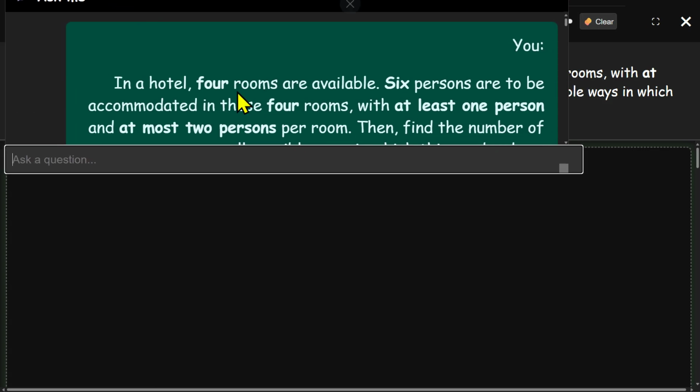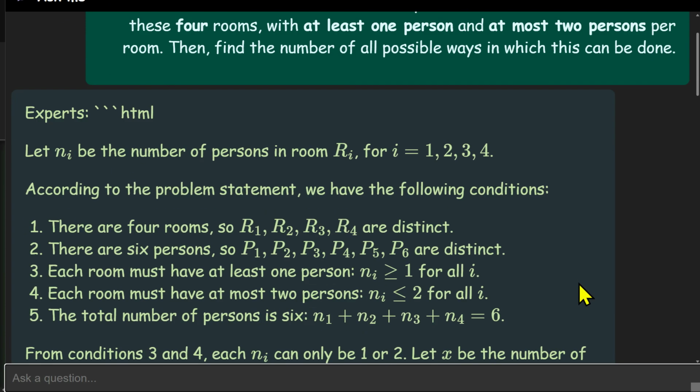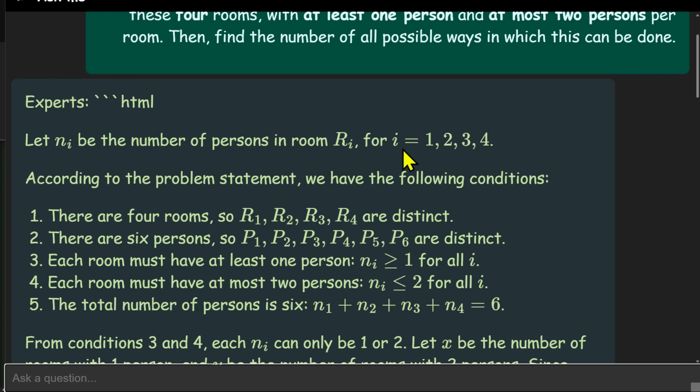Let's see the solution. Let Ni be the number of persons in room Ri for i equal to 1, 2, 3, 4. According to the problem statement, we have the following conditions. There are four rooms, so R1, R2, R3, R4 are distinct. There are six persons, P1, P2, ..., P6 are distinct. Each room must have at least one person, Ni greater than or equal to 1, and at most two persons, Ni less than or equal to 2.